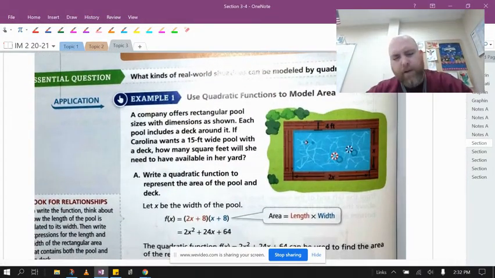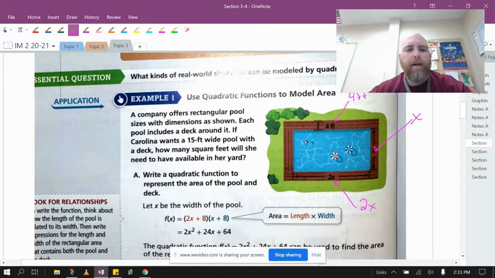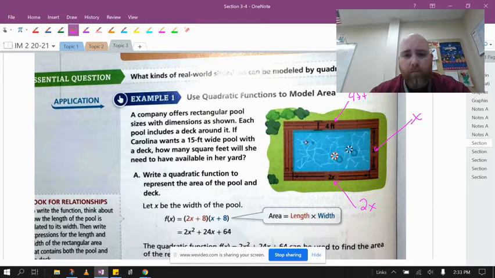All right, there's going to be two types of problems we're going to deal with in 3.4, area and vertical motion. So we have this company who wants a rectangular pool with the dimensions shown. That is 4 feet. That's x. And that's 2x. If Carolina wants a 15-foot wide pool with a deck, how many square feet will she need to have available in her yard? So again, we're finding our area, because that's our square feet, width and length.